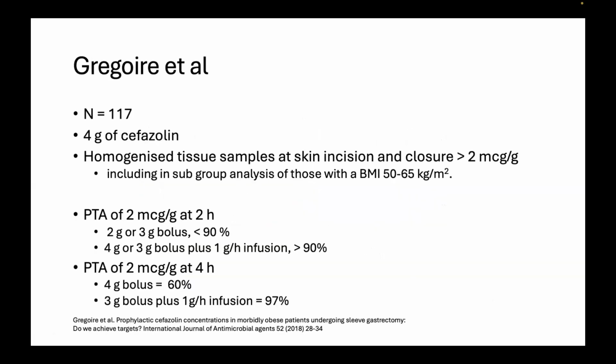A further study by Gregor et al. analysed homogenized tissue samples taken at skin incision and skin closure for 117 patients, and they were given 4 grams of cefazolin, so quite a high dose, and a pharmacokinetic analysis proceeded. They determined that the probability of target attainment of 2 micrograms per gram at 2 hours in the adipose tissue was less than 90% if it was a 2 or 3 gram bolus. But if you gave a 4 gram bolus or a 3 gram bolus plus a 1 gram per hour infusion, it increased to over 90%. This is different to the Brill results.